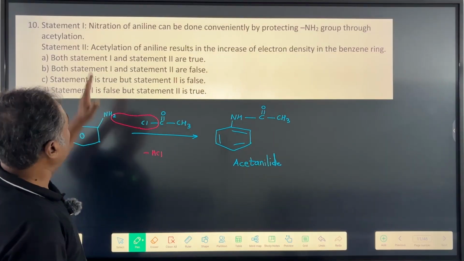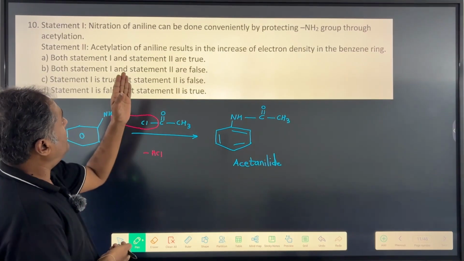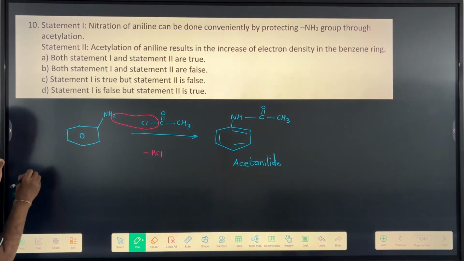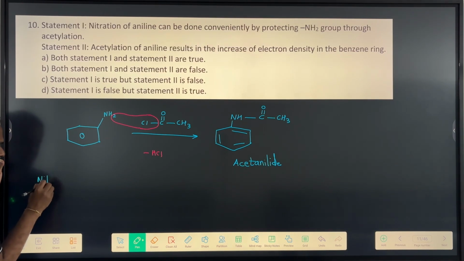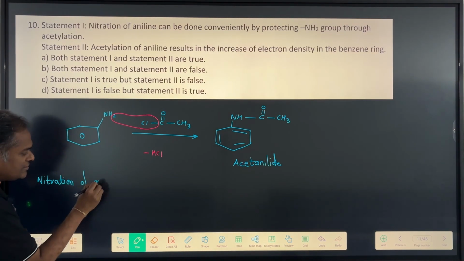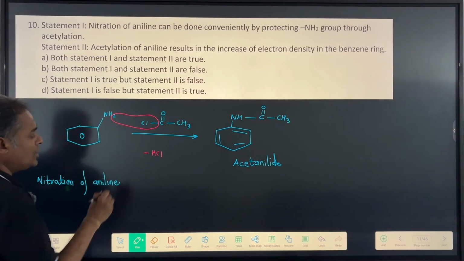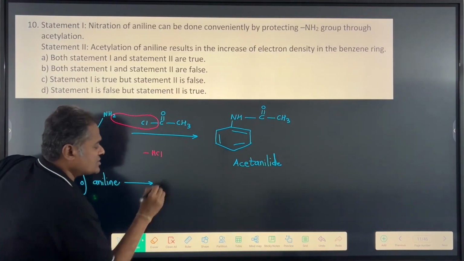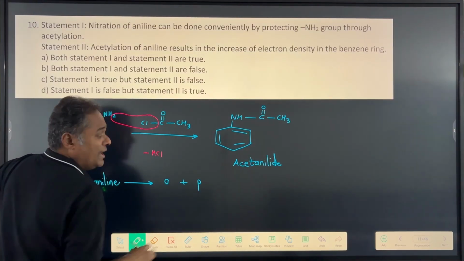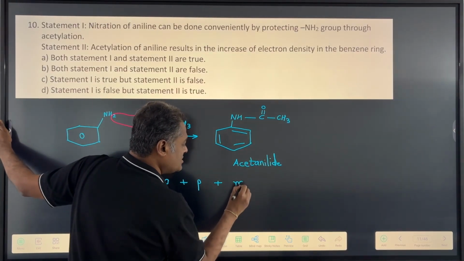Now let's see what they want to say. Statement number 1 is telling that when you do a nitration of aniline, what happens? Generally when you do nitration of aniline, you get 3 products. One is the ortho product, the other is the para product, and one more product is obtained unexpectedly, which is the meta product.